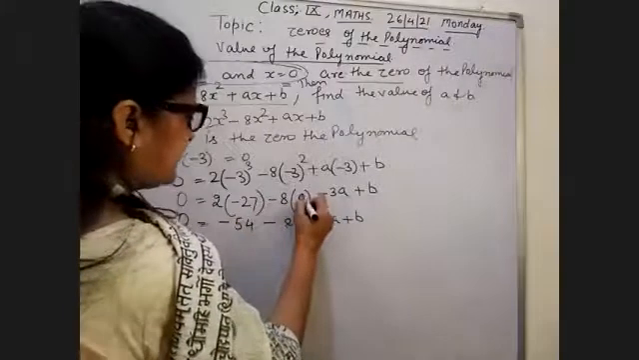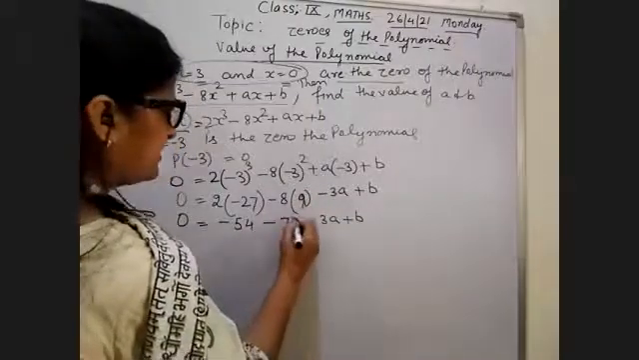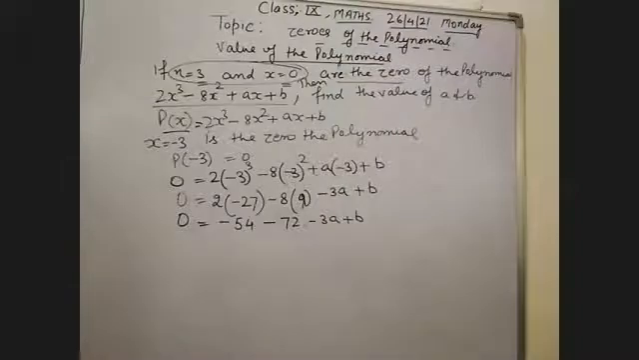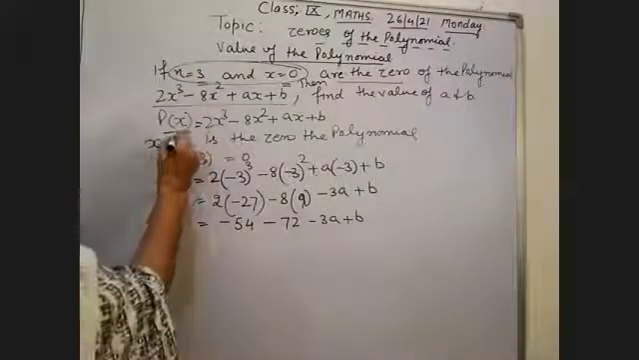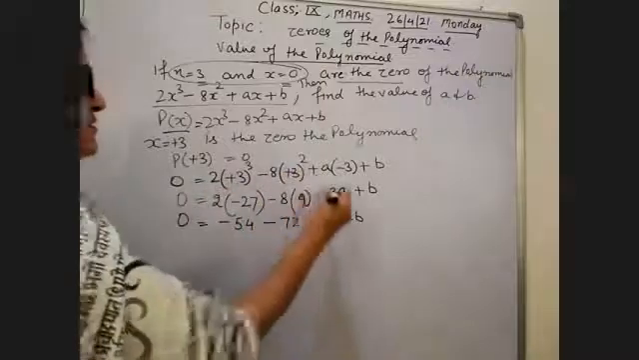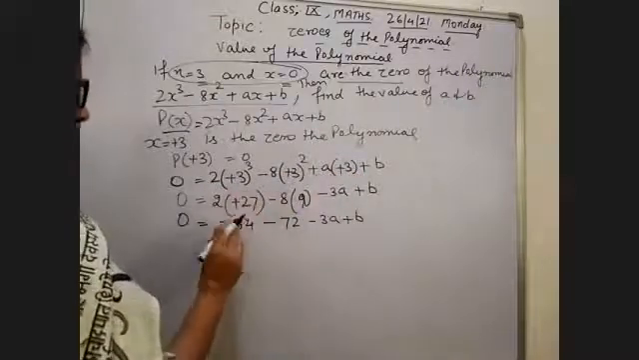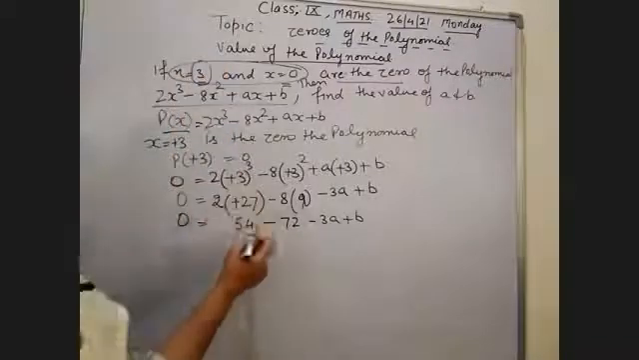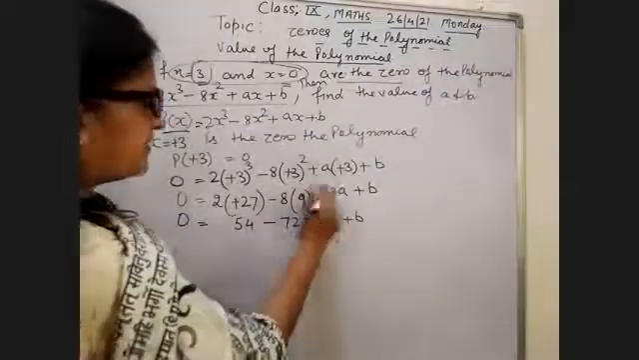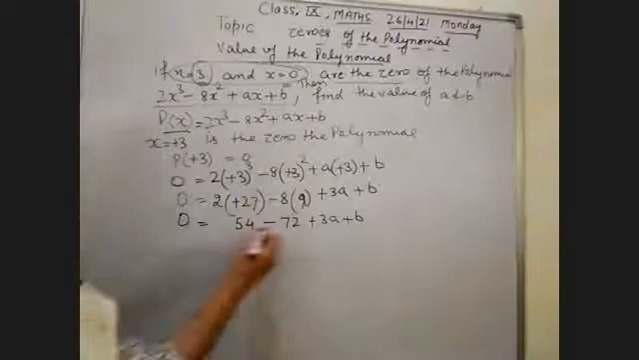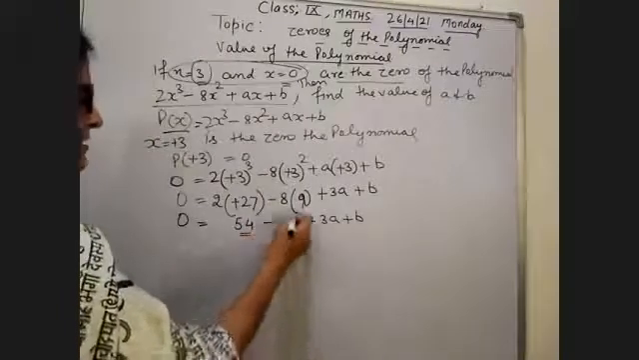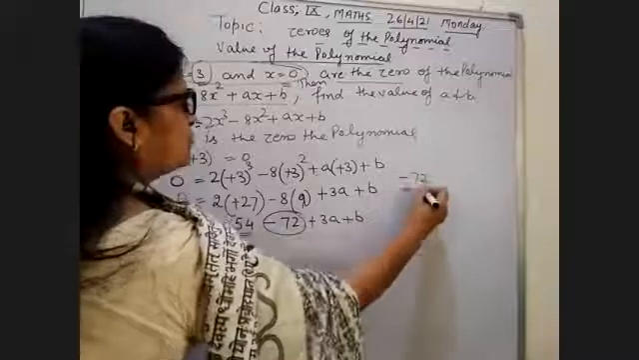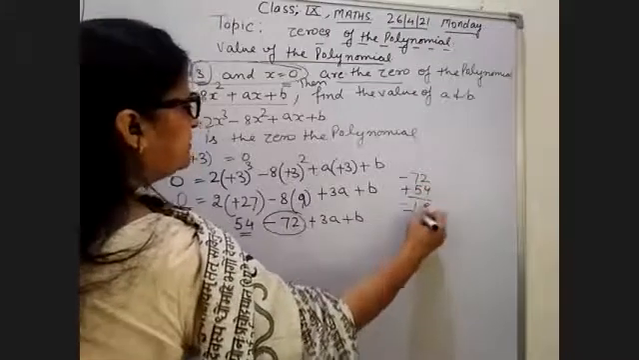Here this is 9. So 9 8s are 72. The value of x equal to plus 3 is given in this question. So please, you will clear this. Plus 54, here the x value is given in the positive form, so minus becomes plus. So 54 minus 72, minus 72 plus 54, is equal to minus 18.